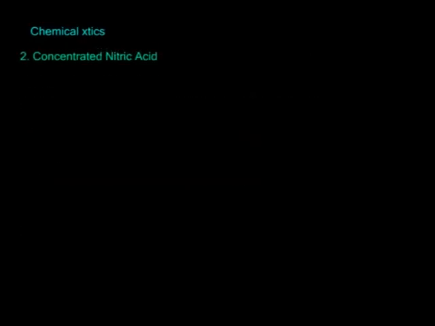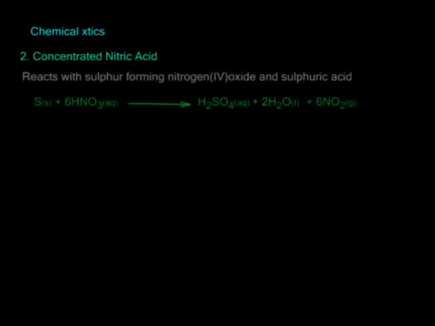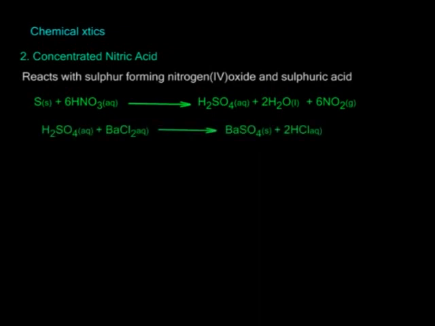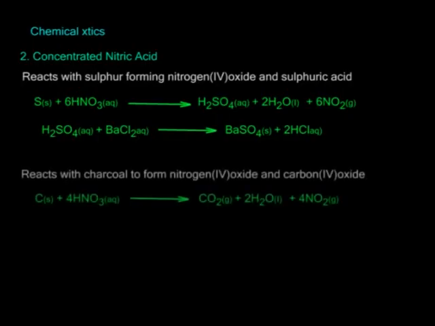Again, concentrated nitric acid reacts with sulfur, forming nitrogen 4 oxide gas and sulfuric acid. The presence of sulfuric acid is confirmed by the formation of characteristic white precipitate of barium sulfate when it reacts with barium chloride or barium nitrate. Finally, concentrated nitric acid reacts with charcoal, forming brown nitrogen 4 oxide gas and carbon dioxide gas, which forms a white precipitate with lime water.